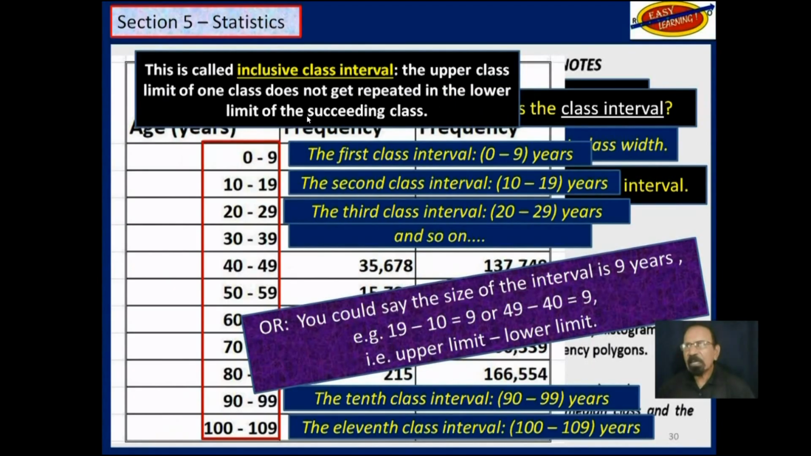Now, this is called inclusive class interval. The upper class limit of one class does not get repeated in the lower class limit of the succeeding class. For example, this 19 here is the upper class limit. This 20 here is the lower class limit of the succeeding one. Notice that 19 is up there and 20 is down here. 19 does not get repeated down here, nor does 20 get repeated up there. So this is called inclusive class interval.